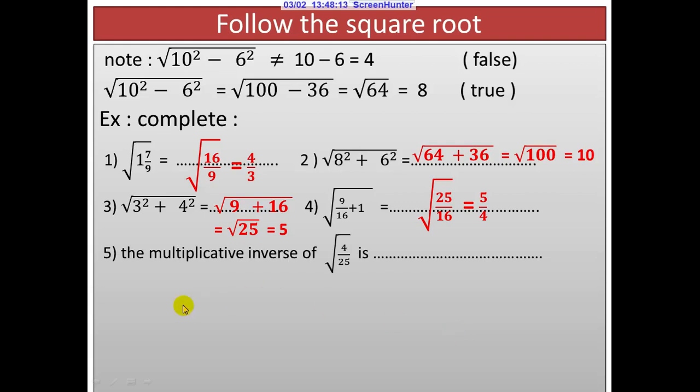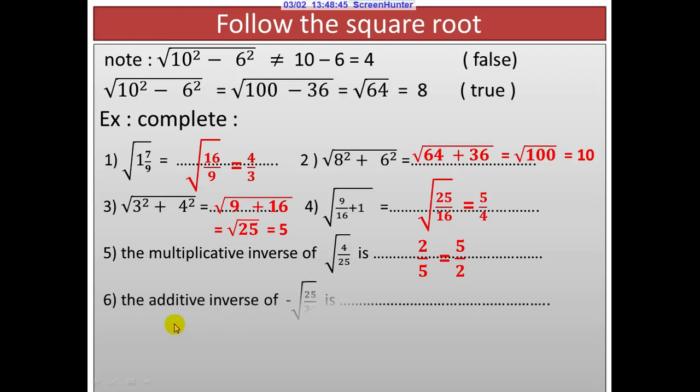Number 5, he asked me here about the multiplicative inverse. We have studied before the multiplicative inverse. It means we find the reciprocal of, or flip, this rational number to find its multiplicative inverse. But we have here square root of 4 over 25. First, we must calculate this. Square root of 4 over 25 will be equal 2 over 5. And then we find the final answer: the multiplicative inverse of 2 over 5 will be equal 5 over 2.